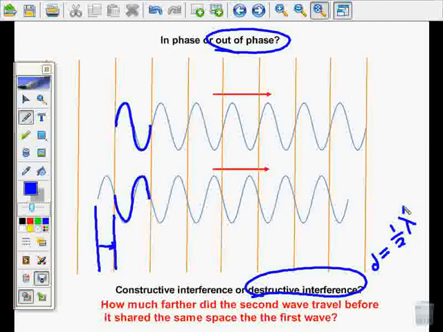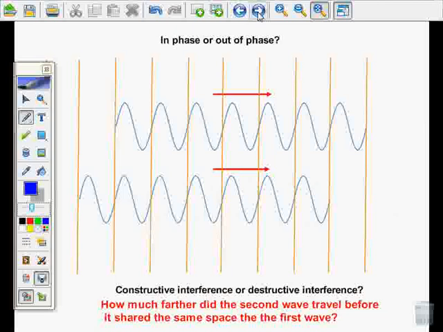From here to here, that right there is a half of a wavelength. That distance right there. So it traveled a half wavelength on its own. So we know that if the lower wave has to travel an extra distance of half a wavelength, it's going to be out of phase with the upper one. Let's take a look at the next one here.